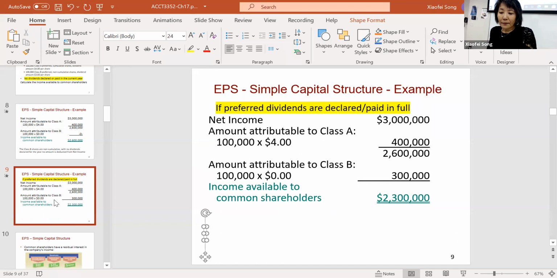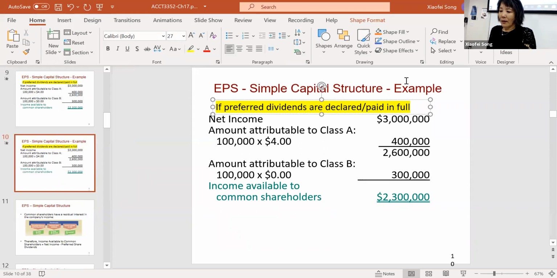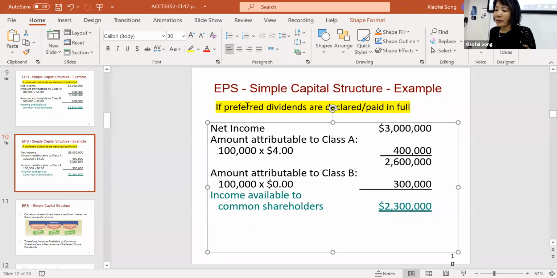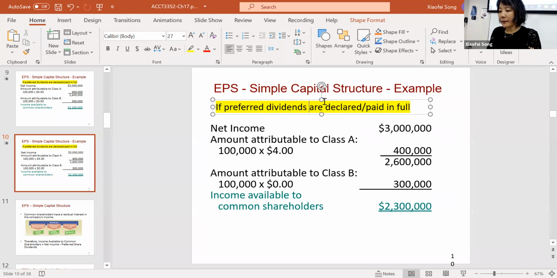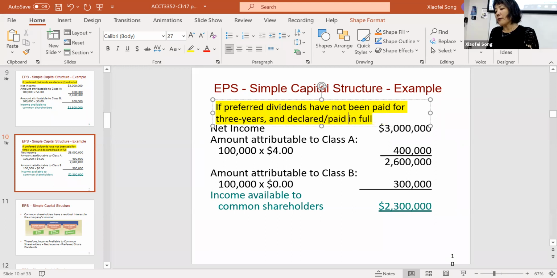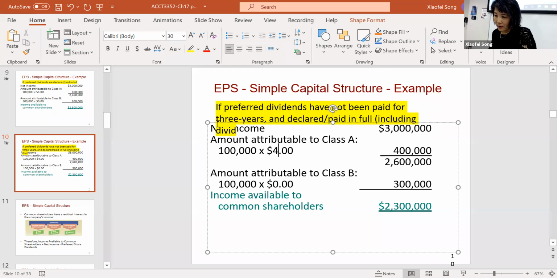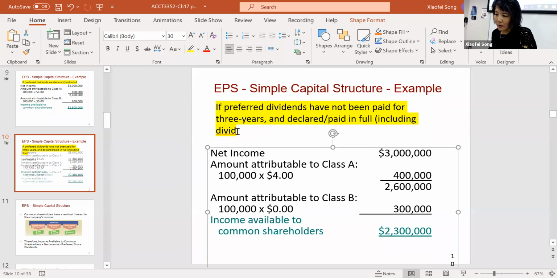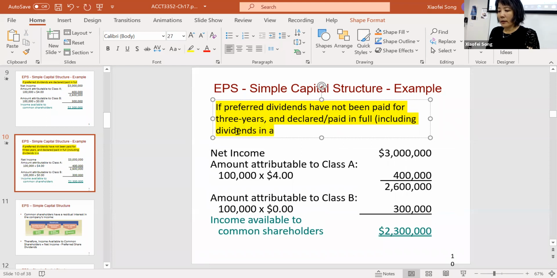So let's do it as a third situation. If preferred dividends have not been paid for 3 years, and are declared and paid in full in the current year, I would say including dividends in arrears in the current year.